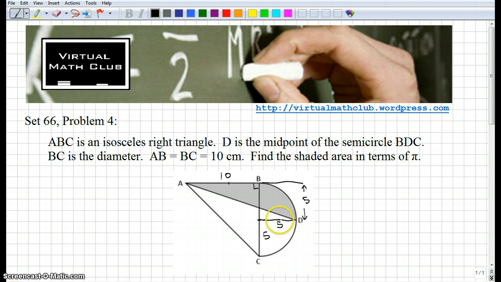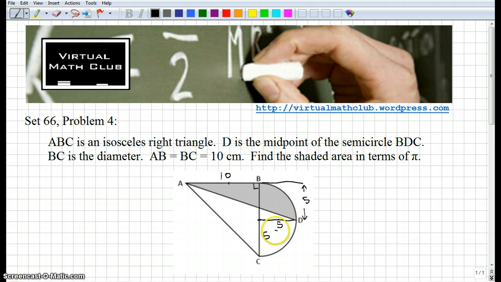And we're supposed to find the area of this shaded region. And we can write our answer in terms of pi. Okay, so that just means we don't have to multiply out 3.14159 and whatever. We can just write it in terms of pi.